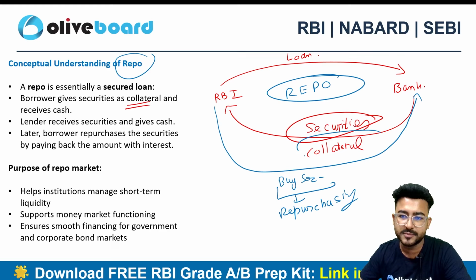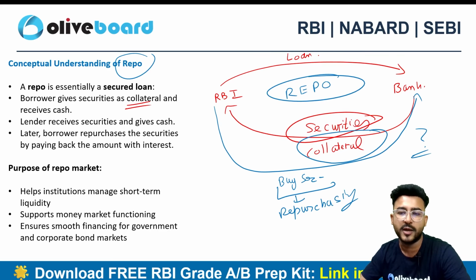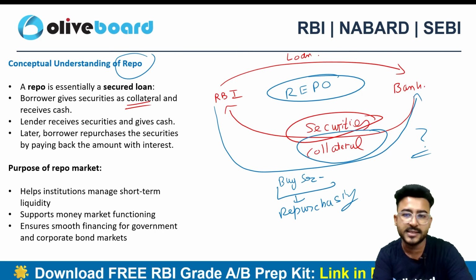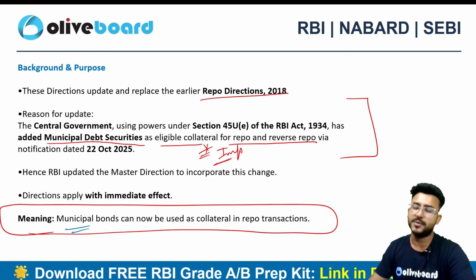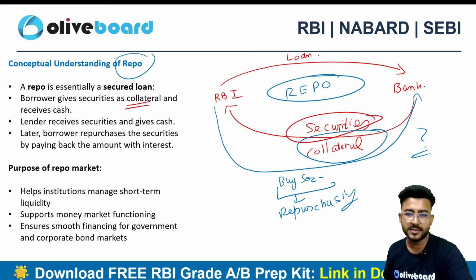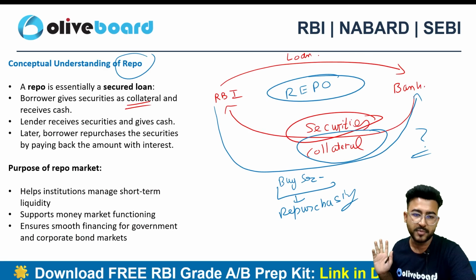So now what can be collateral? What things can be included in this collateral? What are the instruments that I can give Reserve Bank of India as repo collateral? There is a list, and now municipal bonds are also included in this particular list. So please do remember this much, it can be important.